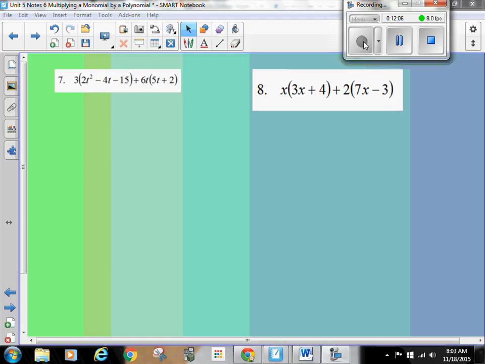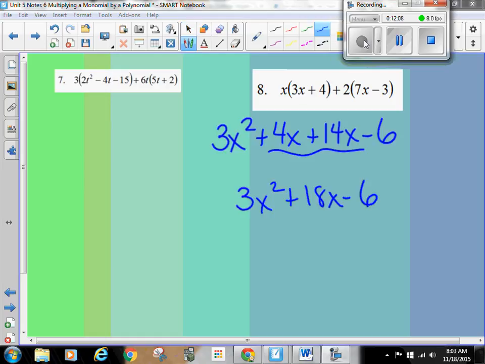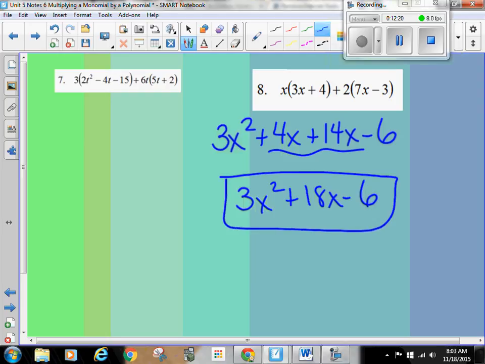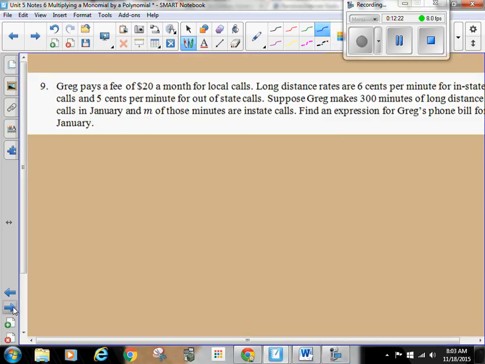All right, here we go. All right, take a peek. We only had two like terms here, the 4x and the 14x. So that gave us 3x squared plus 18x minus 6. Descending order, exponents highest to lowest. All right, let's move on to some of your favorite word problems.